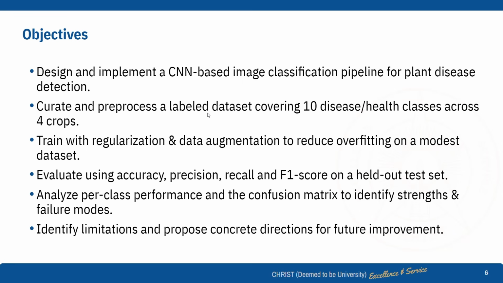For our dataset, we used a curated subset of the PlantVillage dataset. The original PlantVillage dataset contains many plant disease categories, but for this project, we selected 10 classes covering the 4 crops. For tomato, we used early blight, late blight, and healthy. For potato, we used early blight, late blight, and healthy. For apple, we used apple scab and black rot. For grape, we used black rot and healthy.